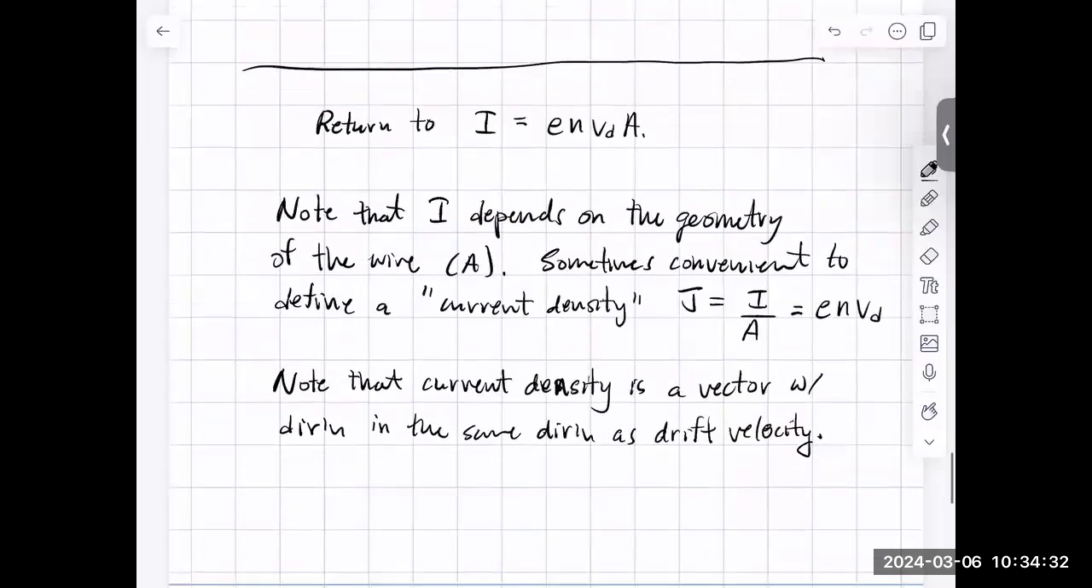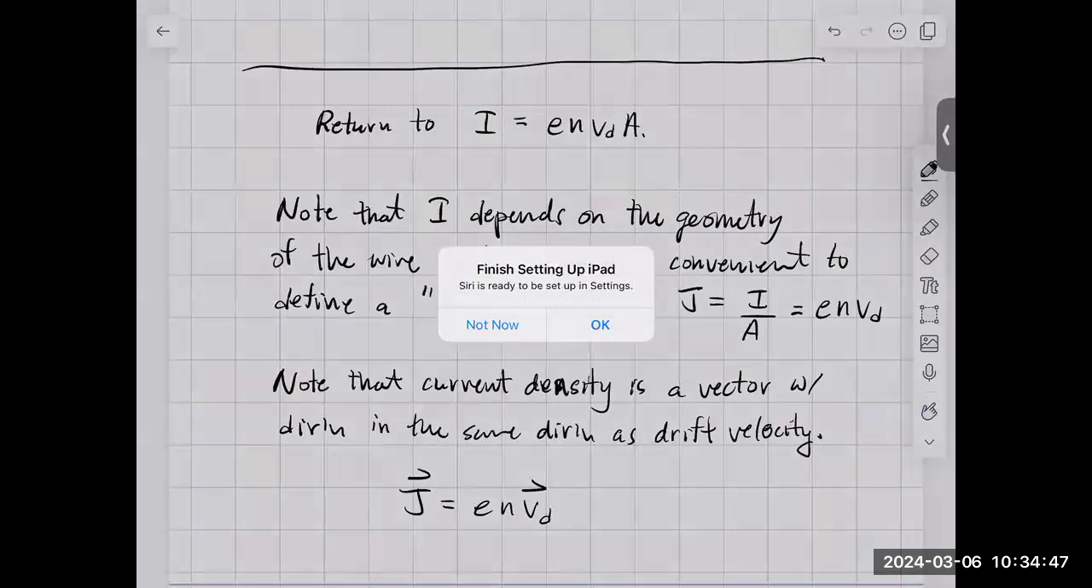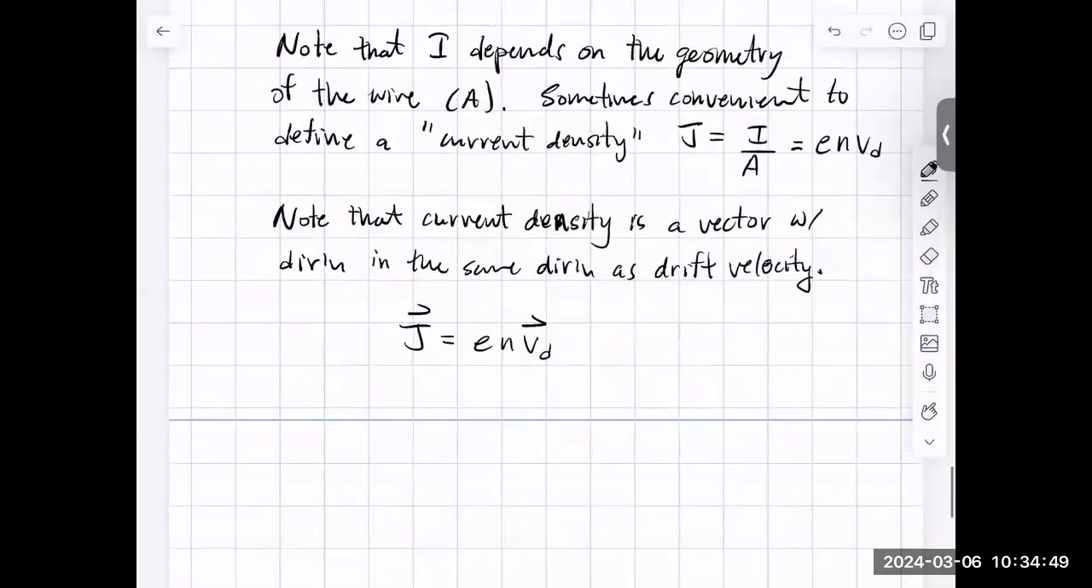Okay, so what we could do is express this current density as E times N, and we can make our drift velocity a vector. Okay, and that's pretty normal. Velocity is usually expressed as a vector.